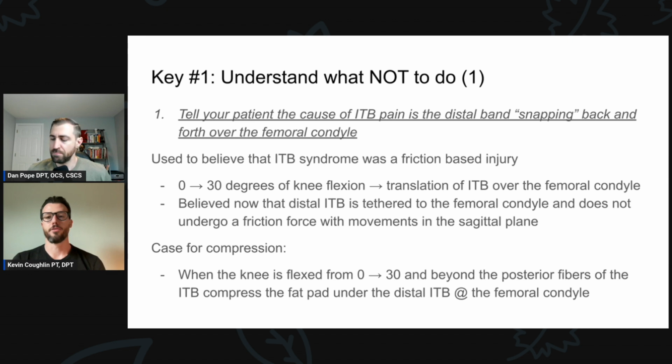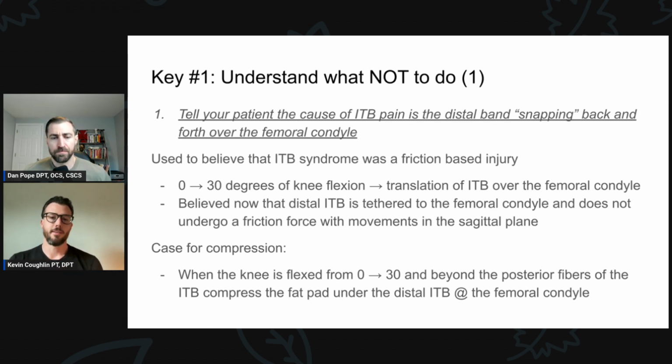But as they've studied the anatomy a little bit more, it's believed now that the posterior fibers of the distal IT band are actually tethered to the femoral condyle, which wouldn't allow for a friction-based mechanism. So when the fibers are actually attaching there, it's not going to have the ability to snap back and forth over it.